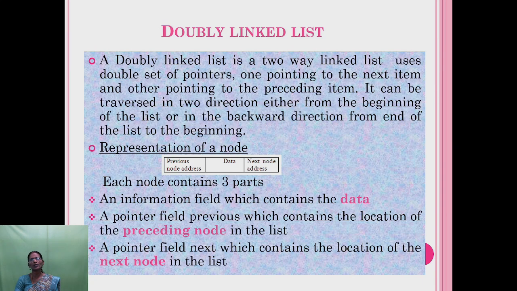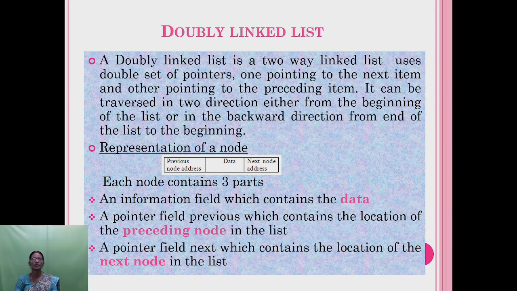Another thing is the doubly linked list. In a singly linked list, the data can flow in only one direction. But in a doubly linked list, the data can flow in two ways. The first is the previous node, which can be addressed, and the next is the next node, which can be addressed. This way we represent the data: the data field, the preceding node link, and the next node link.